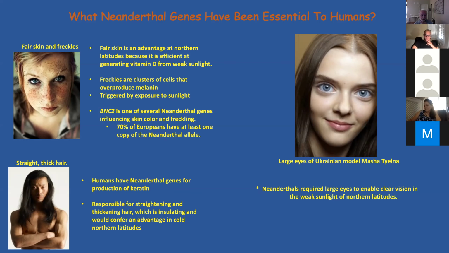So these are just examples. Much of the 1 to 4% of Neanderthal DNA has no known function. It's there for a reason. If it didn't have a reason, it wouldn't be there. And there are only a few of the genes that we know about that actually have phenotypes in humans.